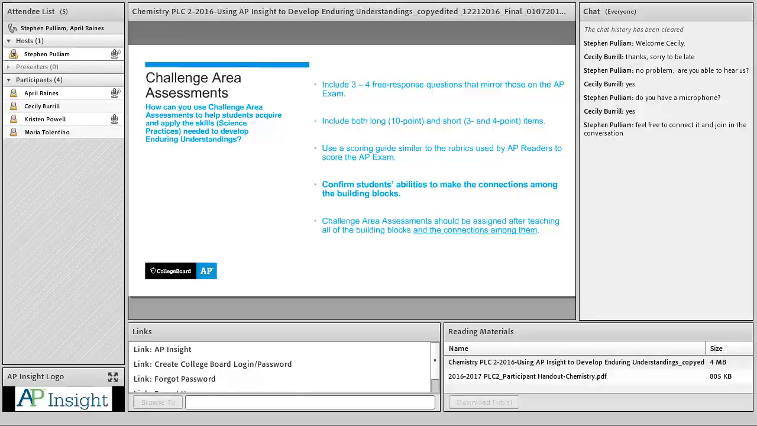But if you've had a chance to use or look at the challenge area assessments, they're usually 3 to 4 free response questions, and they're built to mirror the questions on the AP exam. You might as well get them familiar with that format at the beginning. And there's the long questions, and there are the short questions.